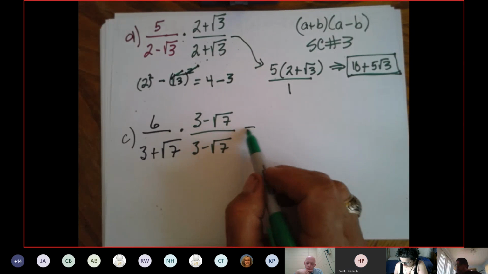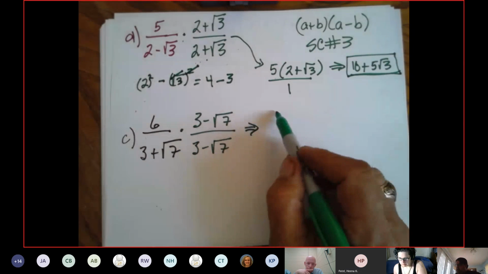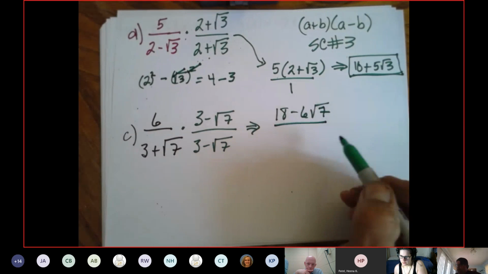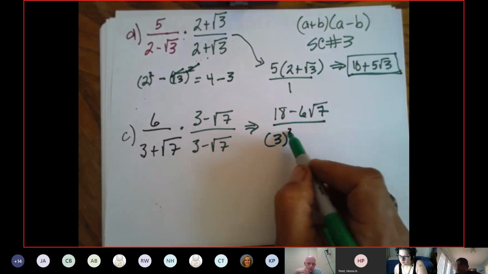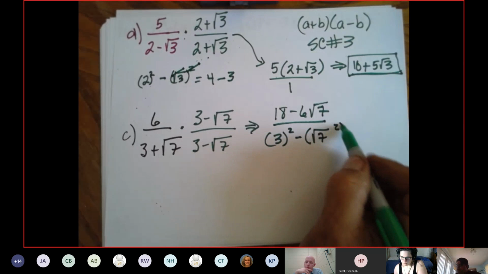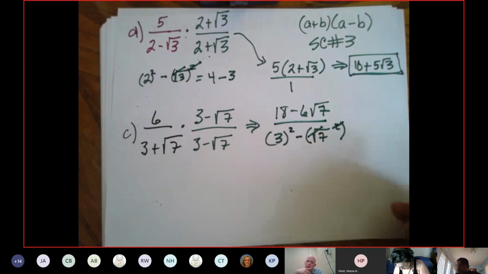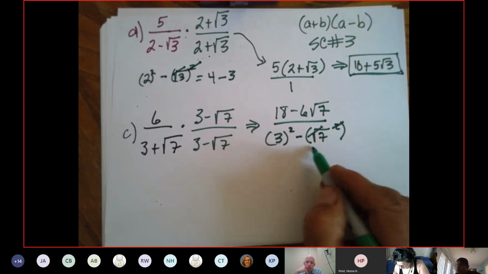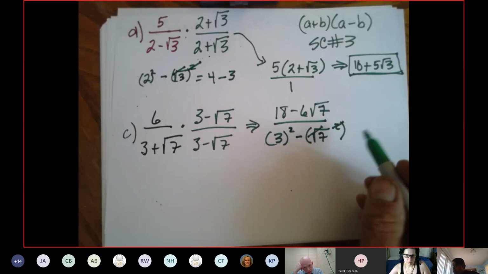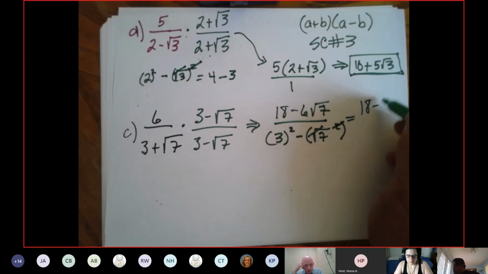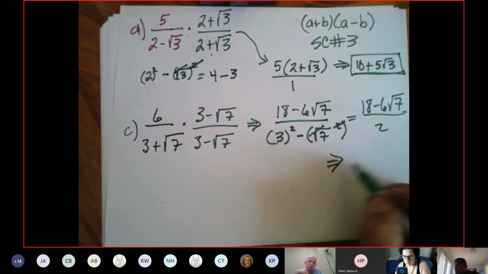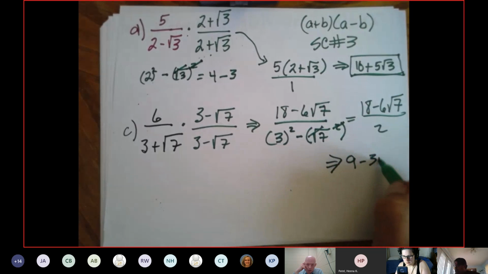And then this one is going to be 18 minus 6 square root of 7 over 3 squared minus the square root of 7 squared. And that's going to cancel that radical. And you're going to get 9 minus 7, which is 2. 18 minus 6 square root of 7 over 2. Always reduce. 9 minus 3 square root of 7.